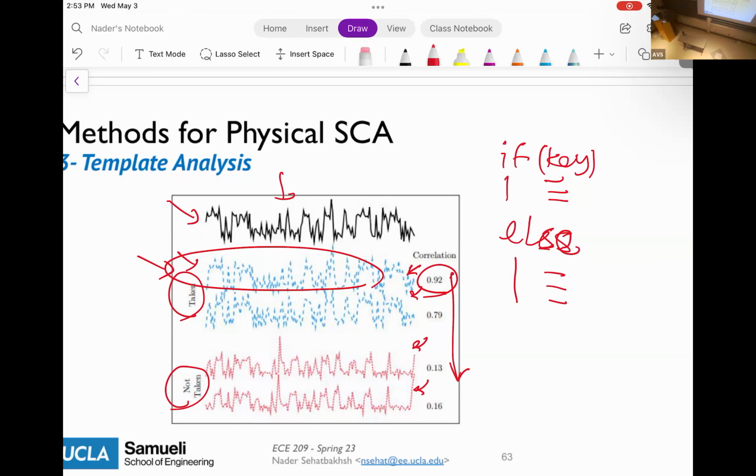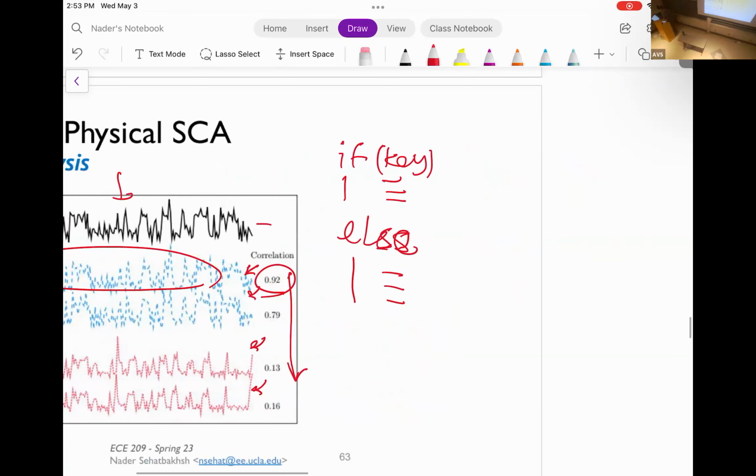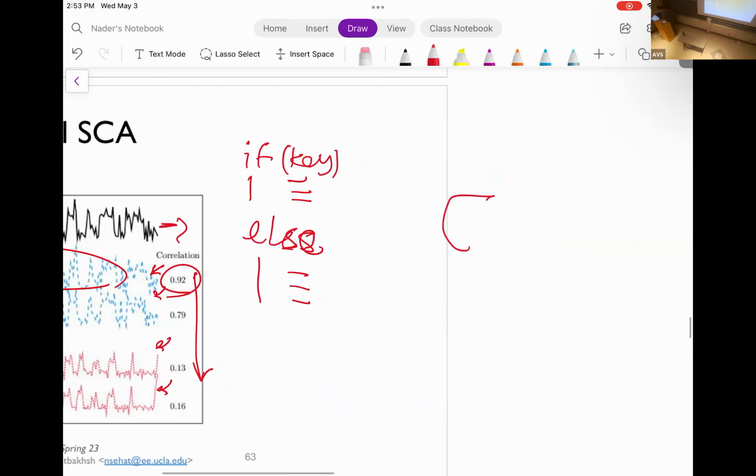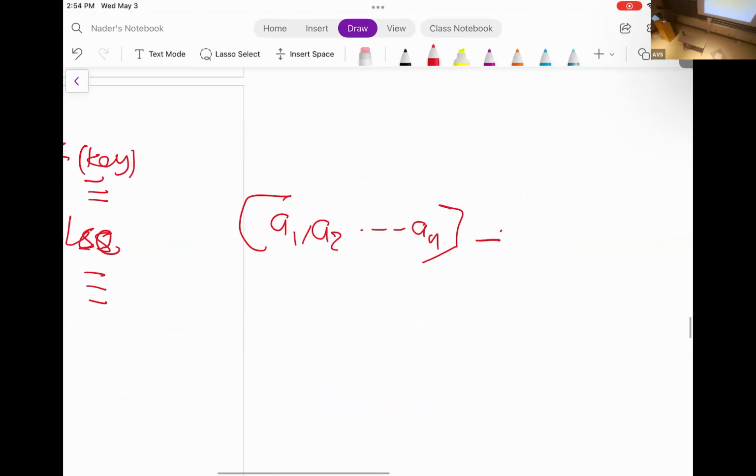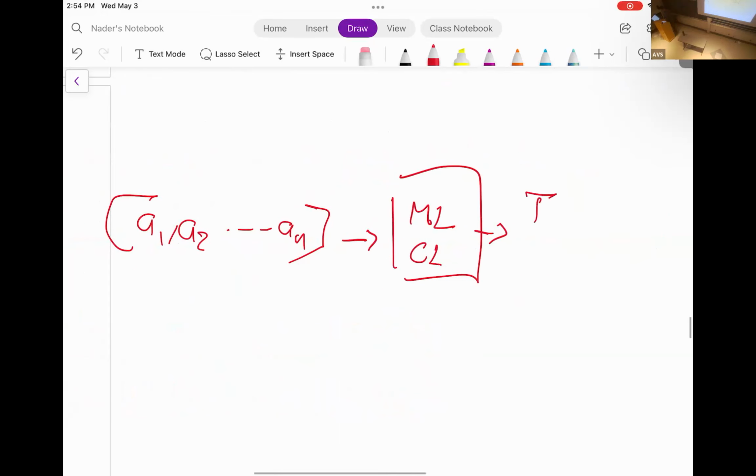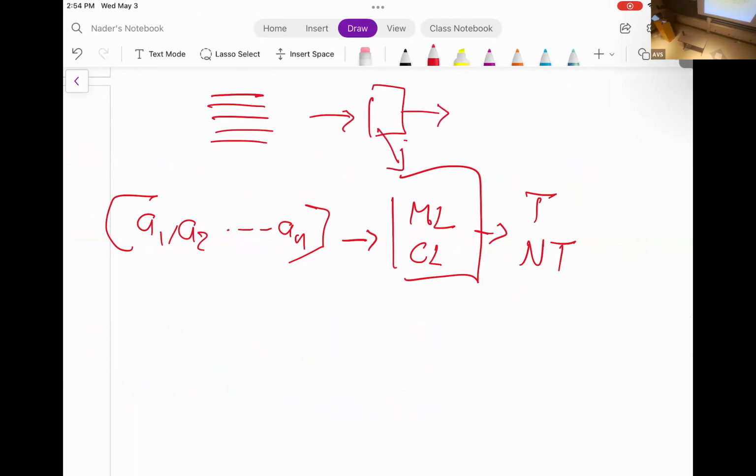But the second thing that I can do is take this signal, and think about this as a vector of numbers like A1, A2, A3, all the way to AN. I'm going to feed this into some machine learning classifier, and this classifier is going to tell me either it's taken or not taken. I'm going to run this with many, many different samples to train the classifier. And now that it's trained, I'm going to use it during the attack. I'm just feeding the signal, and the classifier is going to tell me whether this is taken or not.